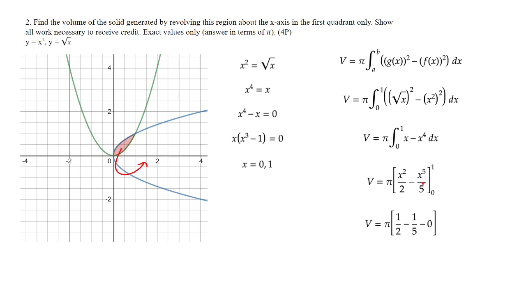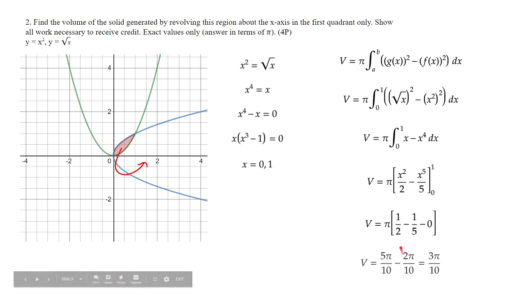times the quantity 1/2 minus 1/5, and all you've got to do is find the common denominator, which is 10. So we get 5 pi over 10 minus 2 pi over 10 equals 3 pi over 10, and now we're done. That's it. That's the volume.